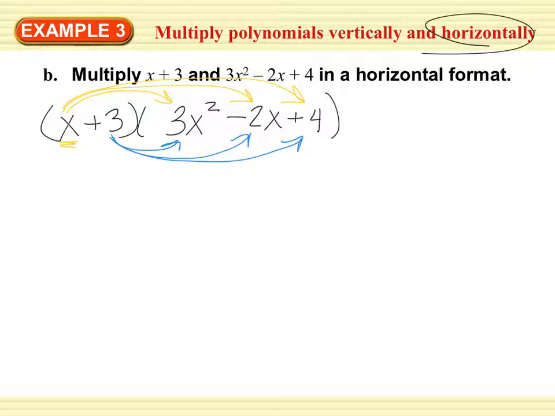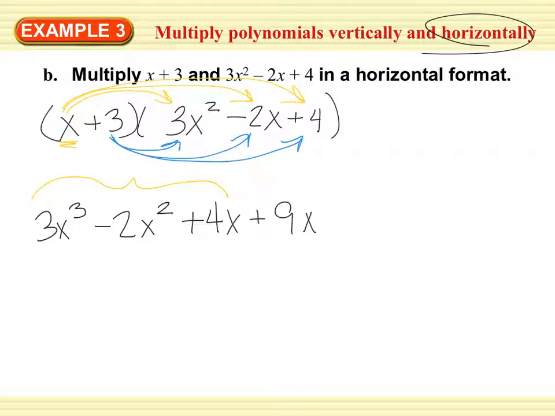So first I'll distribute that x. So that gives me 3x cubed, 2x squared, and 4x. And then I'm going to distribute the 3. So let's do this. This is all of the yellow. 9x squared, 6x, 12.